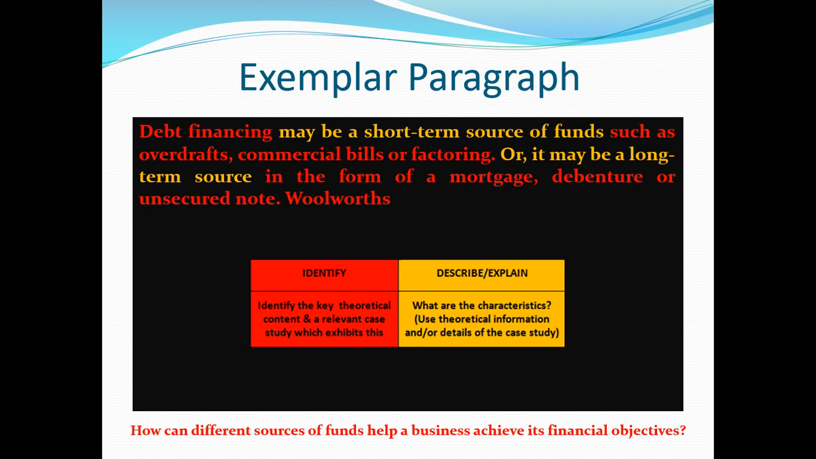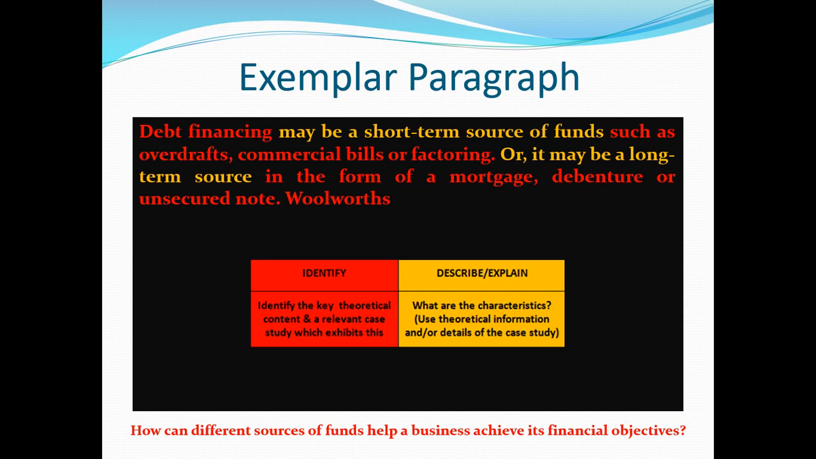Okay, debt financing is a source of funds. When we then go, maybe it's a short-term source of funds, I think that's starting to explain what it is. So I've highlighted that in orange. To be honest, it doesn't really matter, it's just a way of thinking about it. But then I've gone back to red, so such as overdrafts, commercial bills, factoring. They're just identifying the various things.